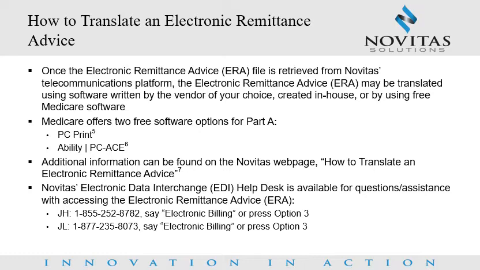How to translate an electronic remittance advice. Once the electronic remittance advice file is retrieved from Novitas's telecommunications platform, the electronic remittance advice may be translated using software written by the vendor of your choice, created in-house, or by using free Medicare software. The two software options Medicare offers for Part A are PC Print and Ability PC Ace. Please visit the Novitas webpage, How to Translate an Electronic Remittance Advice, for additional information on these software options.